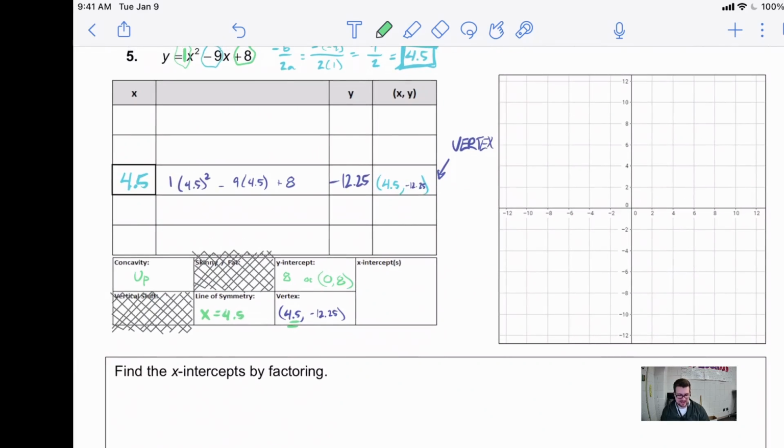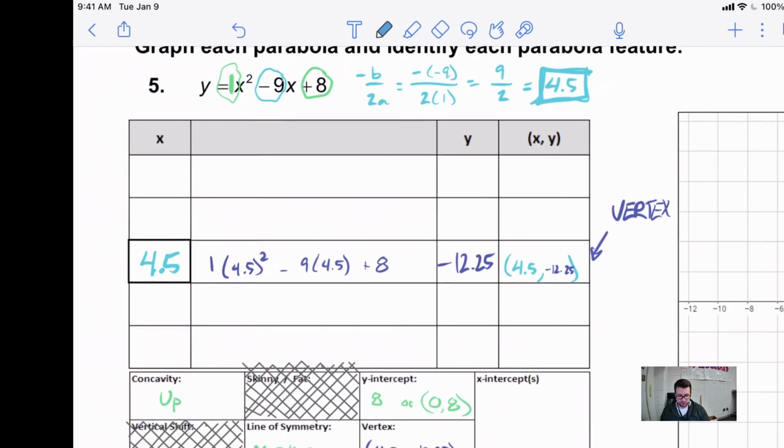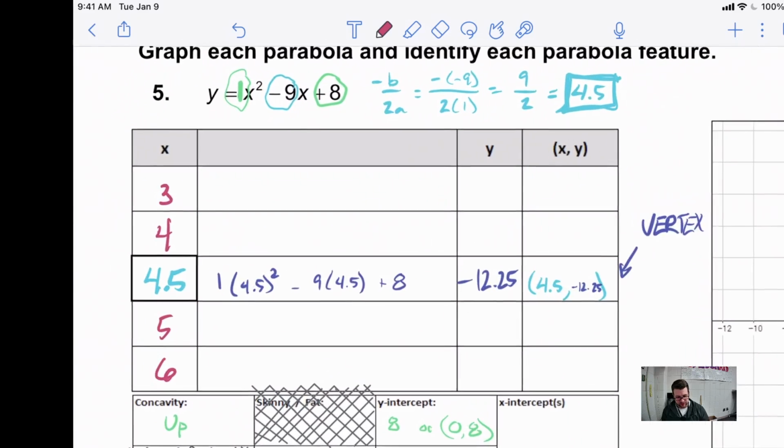So we've done a lot of work at this point. We've identified a lot of those features. We can start to see a graph of this thing, but we should get more points. Now, the way you get those points, you can vary it a little bit, but for the most part, what I tell my students to do is to go backwards and to go forwards. So if we're at 4.5, let's just see what happens at 4 and what happens at 5. We kind of work our way around where we're starting. And then I'll go up to 3 and I'll go up to 6 just so I can get a picture as to what is going on.